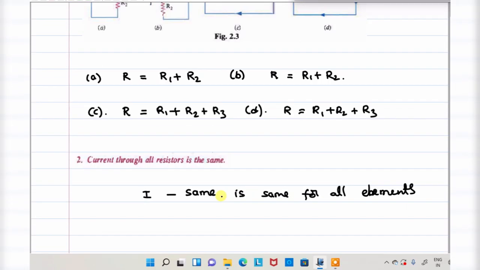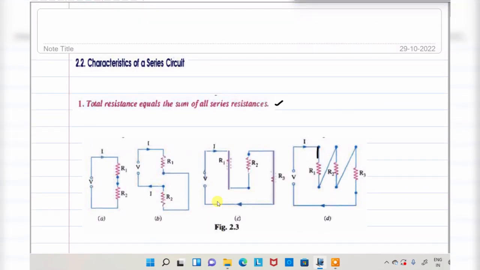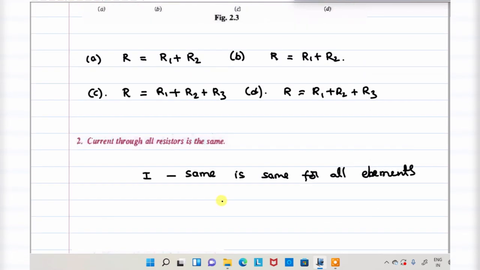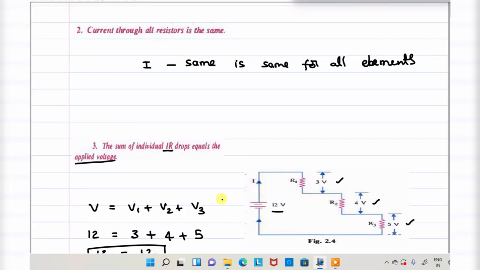So one of the questions you may expect in the theory paper mentions these characteristics related to the series circuit. They mention: total resistance is equal to the sum of all the resistances, current through all resistances is the same, the sum of the individual IR drops is equivalent to the applied voltage. D, all of the above. You need to choose option D, all of the above.